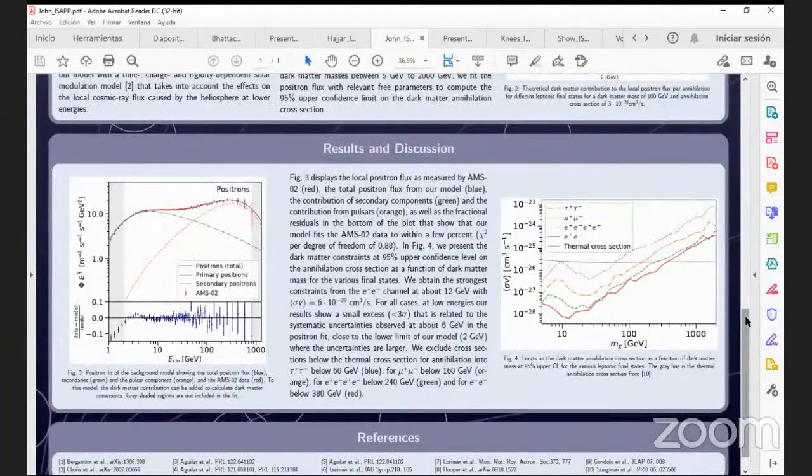Yes. In the left plot, we see the positron flux on Earth as a function of kinetic energy. The red data points are the data by AMS, and we can barely see the error bars, because they have such a high statistical precision. This is also why we can do these searches for small, spiky dark matter contributions. In blue, we have the total positron flux from our model.